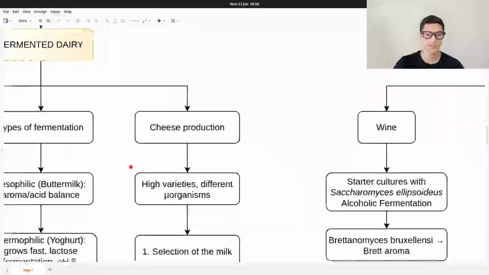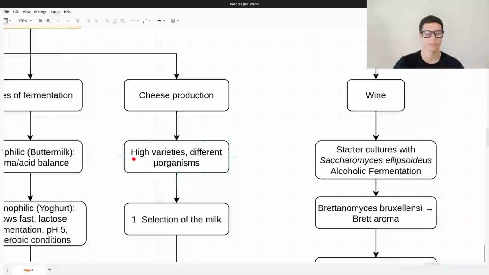And then we have the cheese production. Cheese production has high varieties because of different microorganisms. So if you heard that, for example, France or Italy or even Spain have a lot of cheese varieties, like in France there are millions of varieties, that's because of different microorganisms and different cultures, as well as different concentrations of those microorganisms in those cultures.